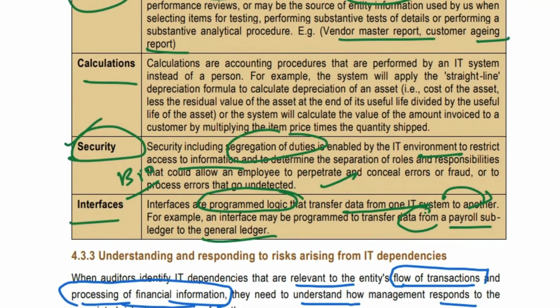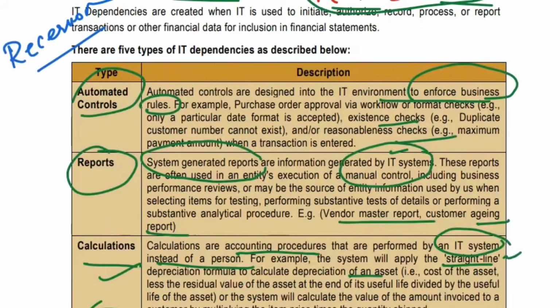Next is calculation. Calculations are the accounting procedures that are performed by an IT system instead of a person. So instead of a person, those accounting procedures are going to be performed by the IT system. Just remember this point. For example, you can remember straight line depreciation formula, etc. You can remember this easily. So that's how we have completed the 5 dependencies of IT.